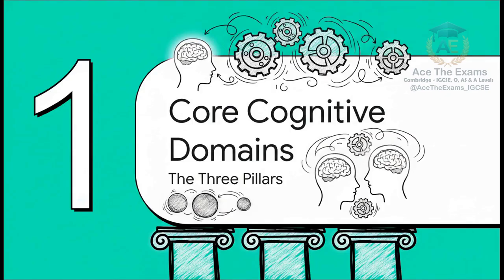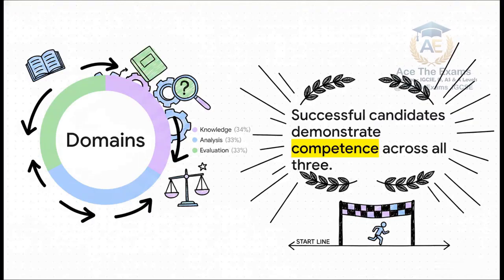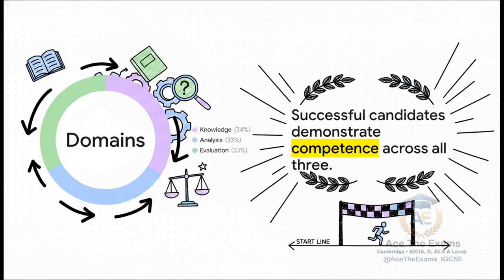Section 1. Core cognitive domains, the 3 pillars. So, when the examiners review your paper, they're actively hunting for 3 distinct domains: knowledge and understanding, analysis, and evaluation. It's incredibly common for students to act like junior attorneys who just summarized the plot of Suleiman al Hakim, thinking that showing knowledge is enough to win.